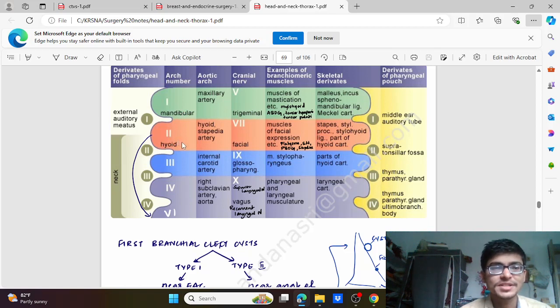Then we have the second arch, which is the hyoid arch, which will have the stapes, styloid process, stylohyoid ligament, and part of the hyoid bone. Muscles will be muscles of facial expression and platysma, the nerve will be facial, and the artery will be the hyoid and stapedial artery. In the third arch, we have parts of the hyoid cartilage, the stylopharyngeus muscle, the glossopharyngeal nerve, and the artery will be the internal carotid.